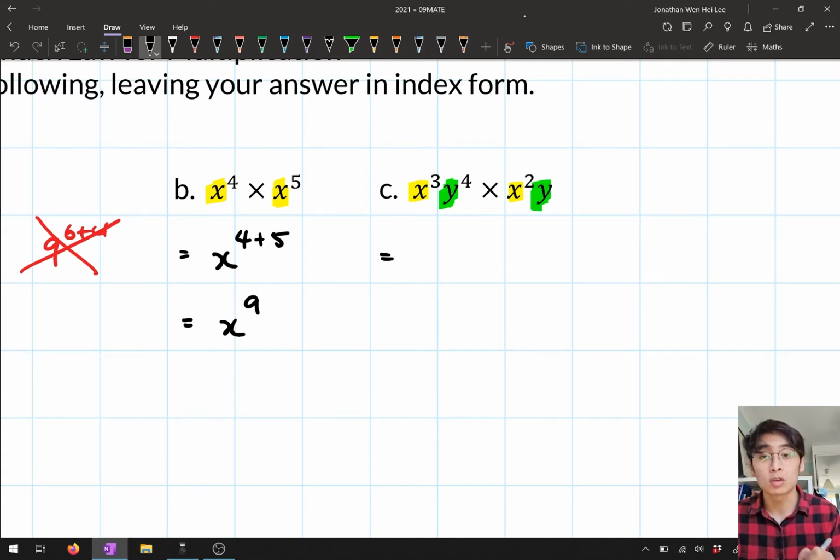Well, because I'm multiplying and they have the same base of x, I can apply the index law for multiplication. So here, I've got x to the power 3 times x to the power 2, so that's going to be x to the 3 plus 2. So I add the powers here.